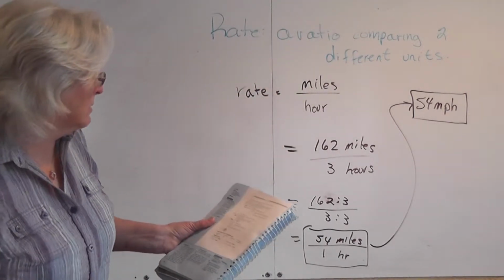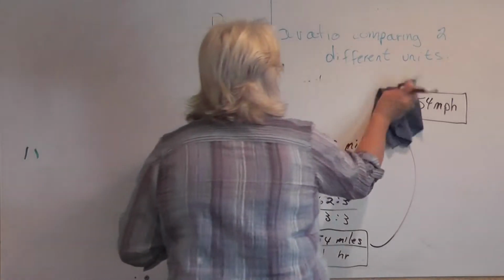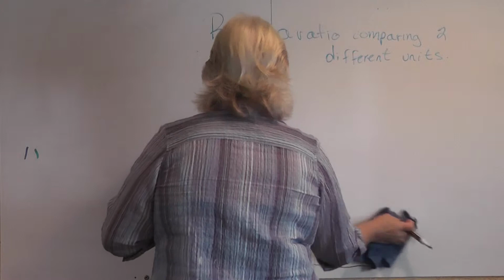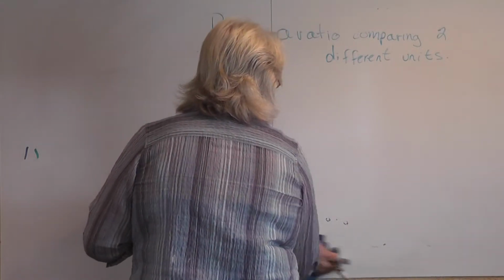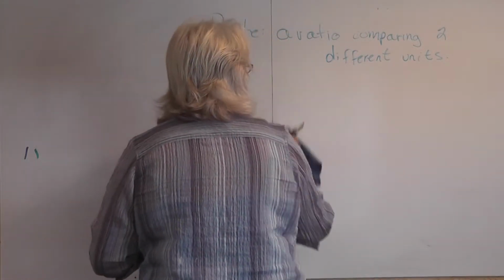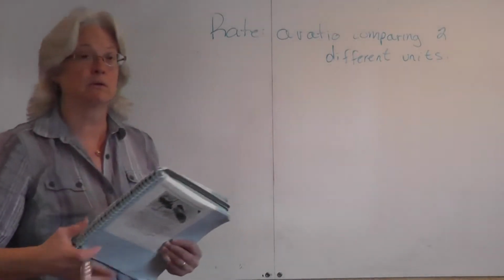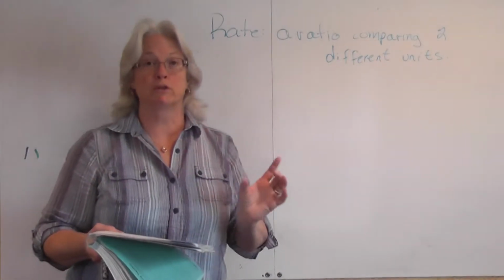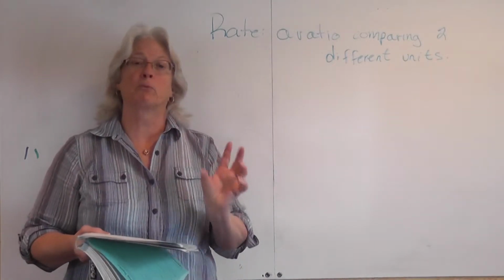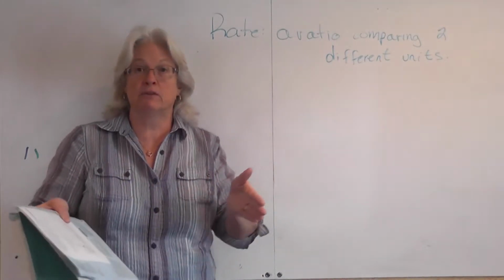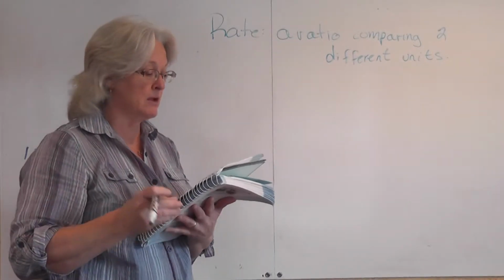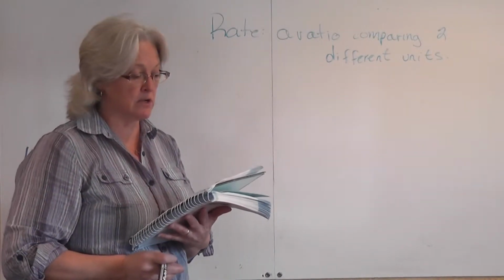So let's look at our second problem here, and we're going to use proportion to solve a word problem that involves rate. So what's rate? Rate is a ratio that compares two different units. And what is proportion? Proportion is an equation that tells us that two ratios are equal. So let's see what we have. Write a proportion and solve.